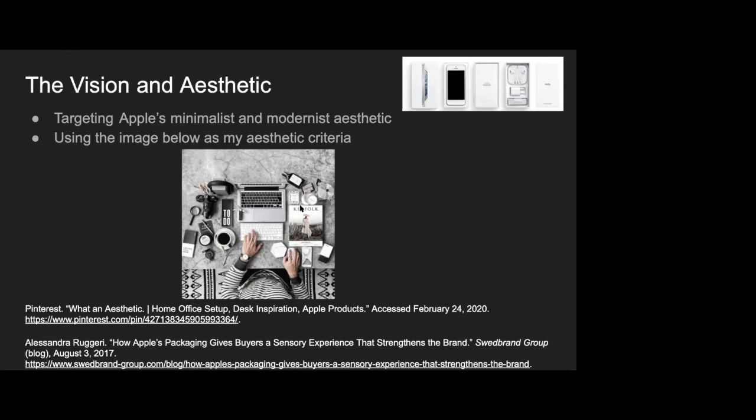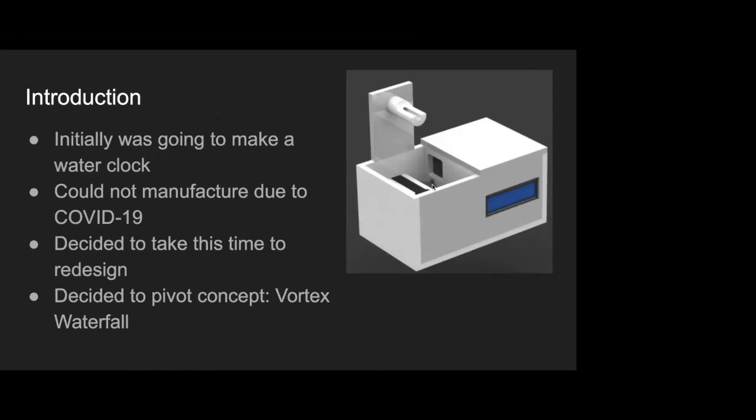Initially, I was going to make this water clock. The idea is that there's a pump down here in this compartment. This would be filled with water. The pump would send water up through this spout or nozzle. The water would then drip on a sensor, and from that readout, it would tick a clock and display the time on this LCD screen. I was going to make all this out of acrylic, laser cut it, and solvent weld it together.